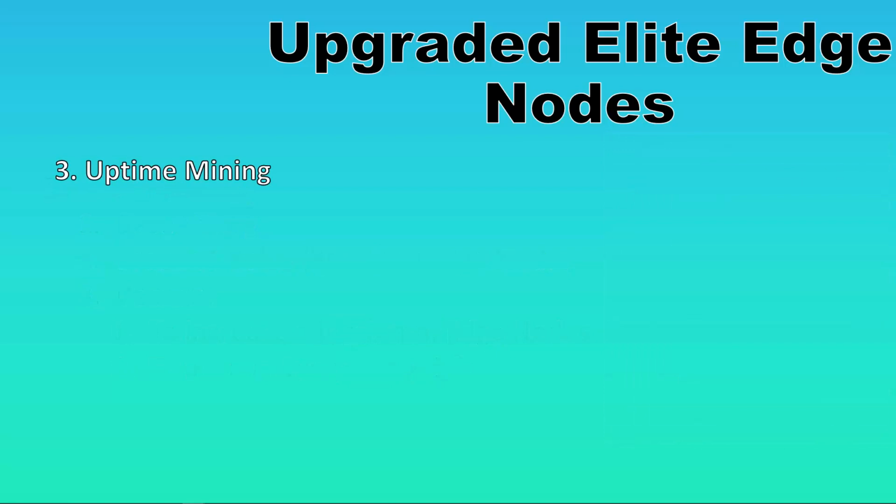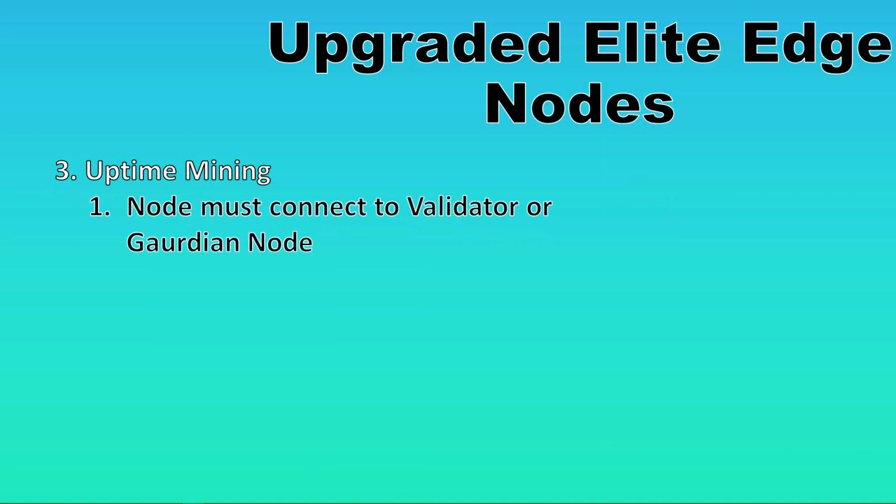The third aspect is uptime mining. The way uptime mining works: so you have a node. That node, that edge node, is going to connect to a validator or a guardian node. You're going to create something called a mesh network. This is something that's kind of popular with routers right now. You'll hear about mesh routers. Similar concept. There's constant communication going on between the validator and the guardian, as well as the edge node.